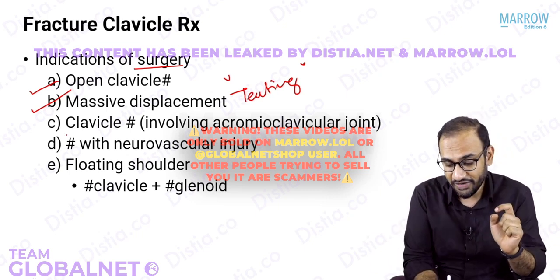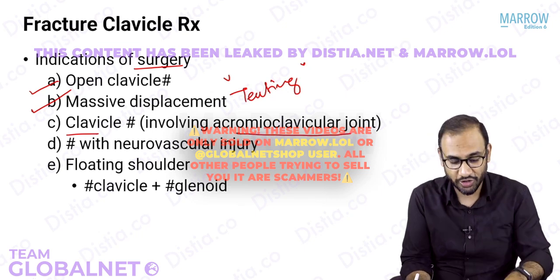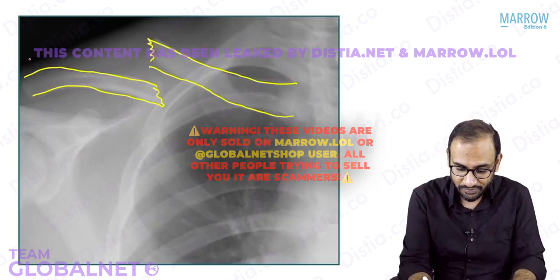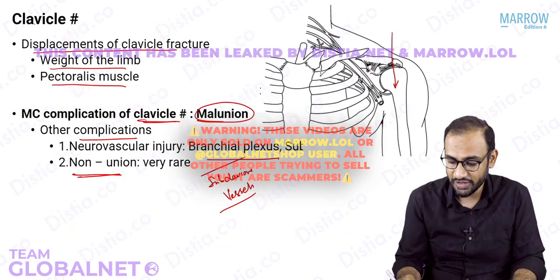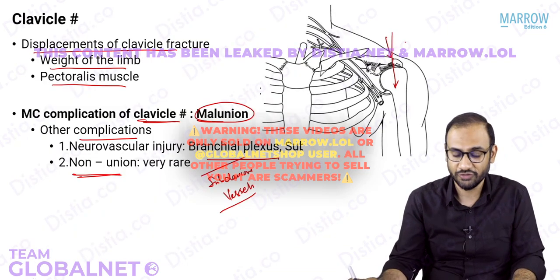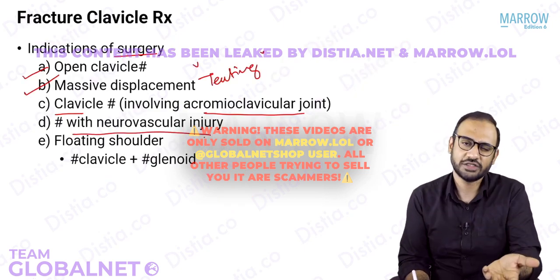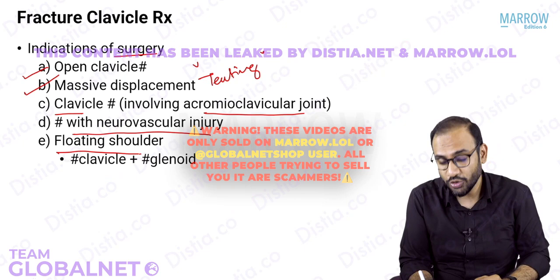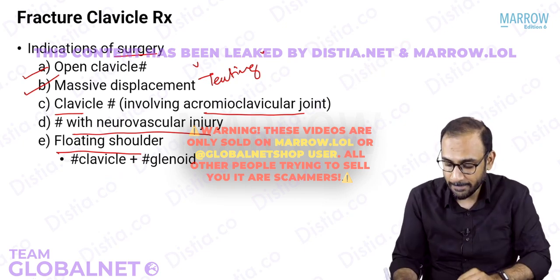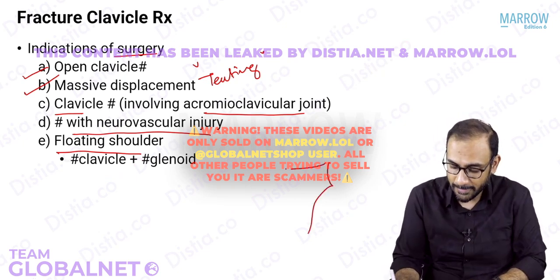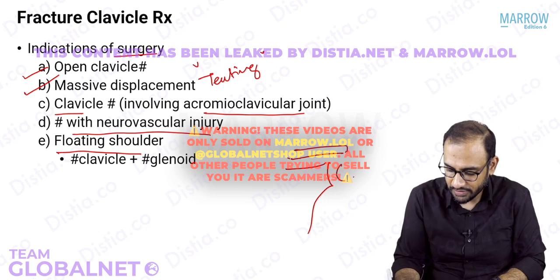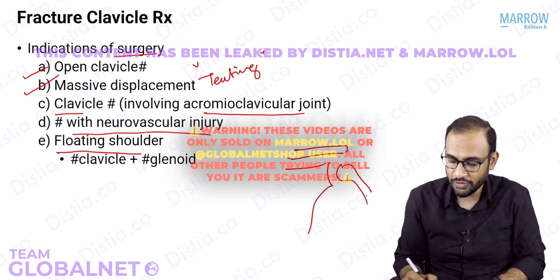Then a clavicle fracture involving the acromioclavicular joint. If the acromioclavicular joint is involved, then you will have to go for surgery. Clavicle fracture with neurovascular injury, surgery. Floating shoulder. Now what is floating shoulder? Floating shoulder is a fracture of the, say this is your clavicle and this is the head of the humerus, right?